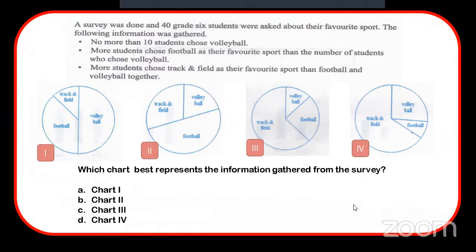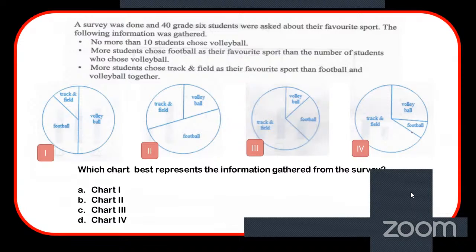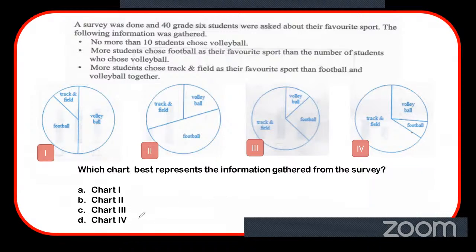So we're going to do this one together. I want you to tell me how many students will be represented on half of a pie chart. All right, so I see a person saying 20, definitely. Because if 40 students were in the survey, it means that half of the amount is 20. So on one side here is 20, on the other side.